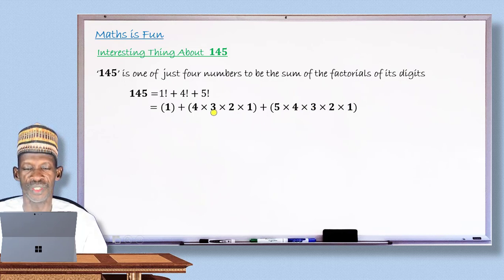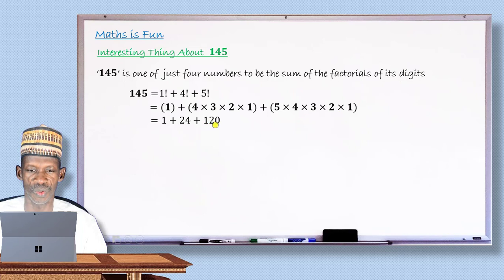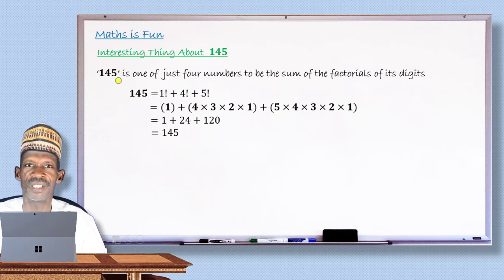So if I now find this result, that is the products added together, it will surely give me the number back, 145. So 1 is 1. 4 times 3 times 2 times 1 gives me 24. And 5 times 4 times 3 times 2 times 1, that is the 5 factorial, gives me 120. If I add these three numbers correctly, I will surely get 145. So 145 is a very, very amazing, very interesting number. In fact, it's just 1 out of 4 numbers, which means there are only 4 numbers for which this could happen.